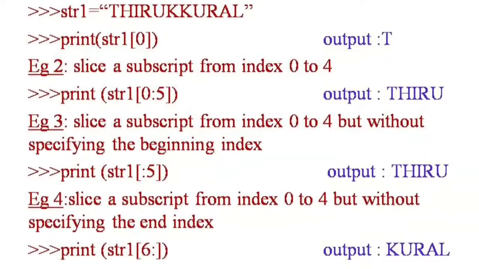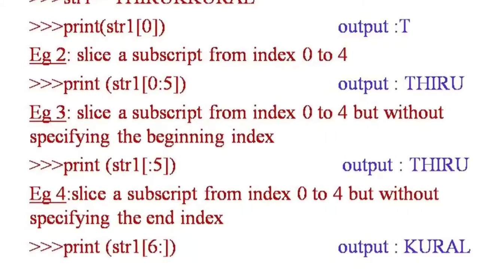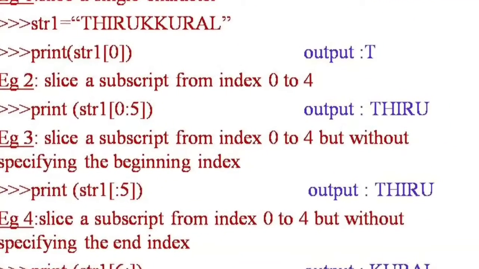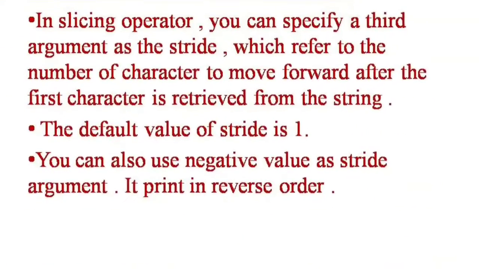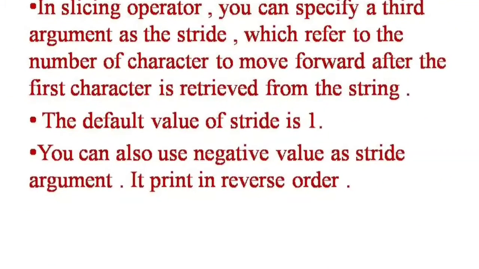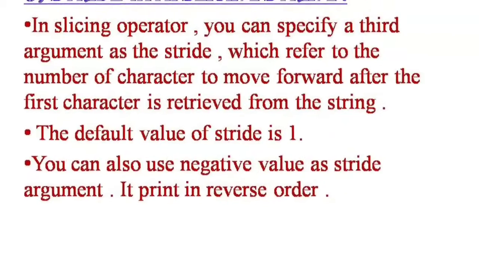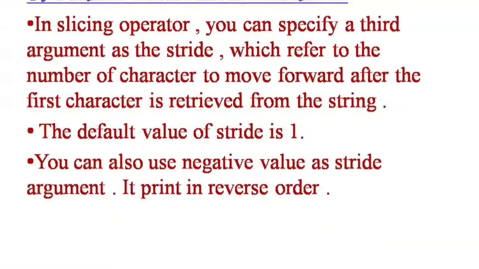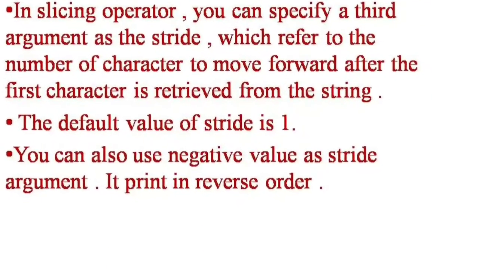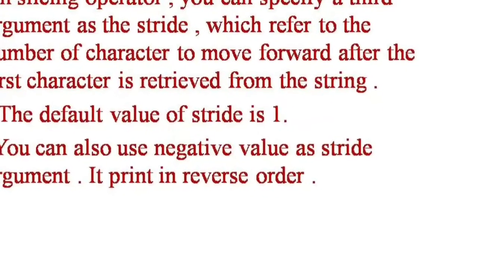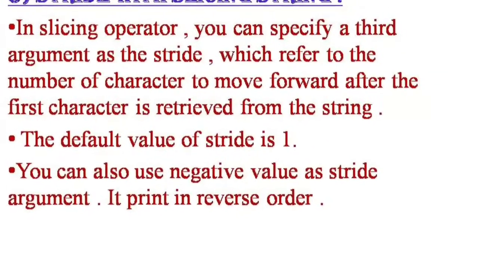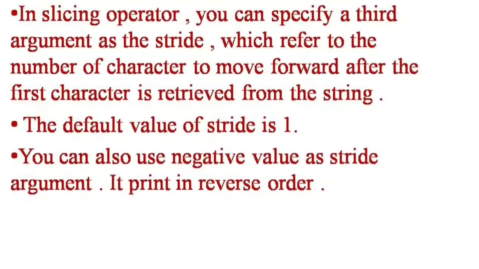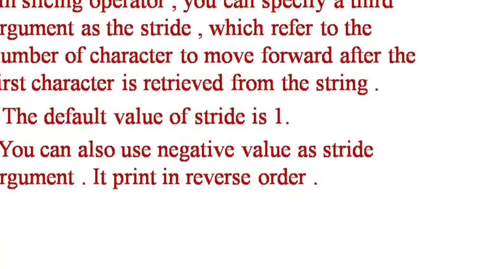Next one is slicing the string without the beginning index. Next one is slicing the string without the end index. Next is stride when slicing a string. In a slicing operator, you can specify a third argument as a stride, which refers to the number of characters to move forward. The default value of stride is 1. You can also use a negative value as stride.